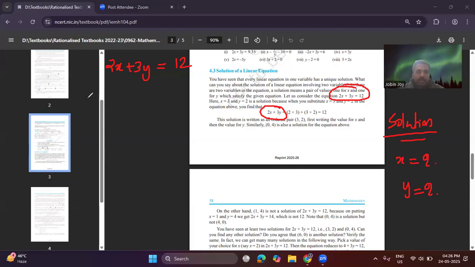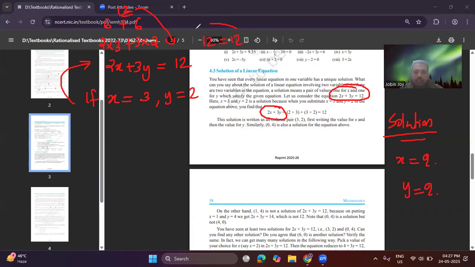Let's take x equal to 3 and y equal to 2. To check, we substitute these two values here. The value of x is 3, so 2 into 3 is 6, plus 3 into y, where y is 2, so 3 into 2 is 6. What is 6 plus 6? 12. So 12 is equal to 12.